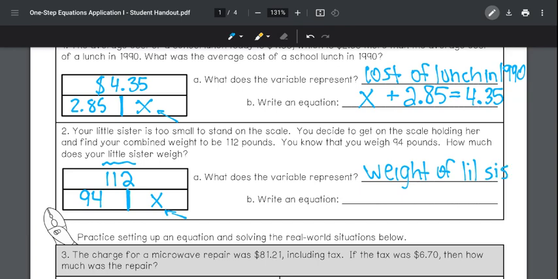Okay, we don't know how much she really weighs right now, but we do know that in order to figure out how much she weighs, we would do her weight plus the sister's weight to get the total. Okay, so our equation is going to be X plus 94 equals 112. And what you could do if we had to solve this problem is subtract 94 from both sides so that X is by itself to figure out how much the little sister weighs.